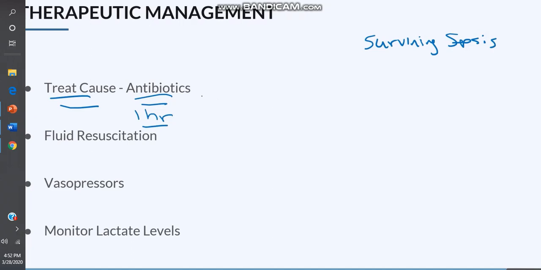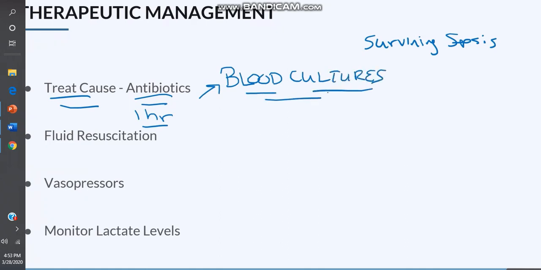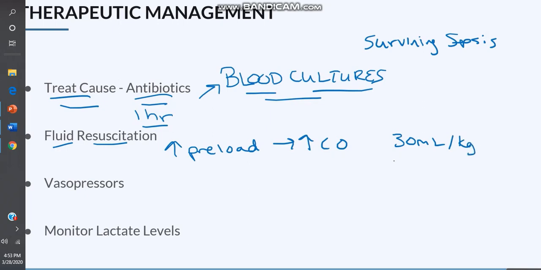Now, remember, before we start antibiotics, we have to draw blood cultures first. If we give antibiotics before we draw blood cultures, we may not be able to know what the actual organism is. Now, with septic shock, what we've also found is that they benefit from aggressive fluid resuscitation. This helps to increase their preload and therefore increase their cardiac output. So we usually give about 30 mL per kilo of body weight. So a 100-kilo man would get about 3 liters of fluid in this resuscitation.